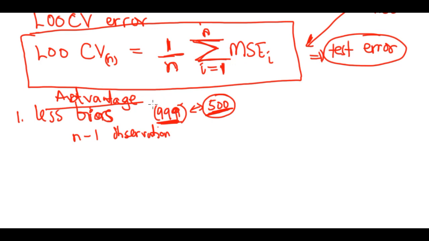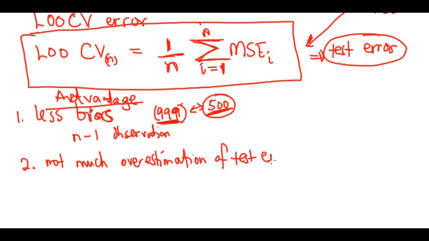Number 2, it tends not to overestimate the test error as much, because of this same reasoning, because there's less bias now. So we are much closer to the test error than we were previously, right?